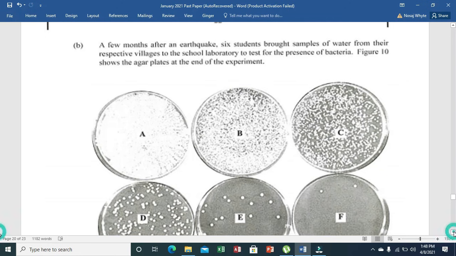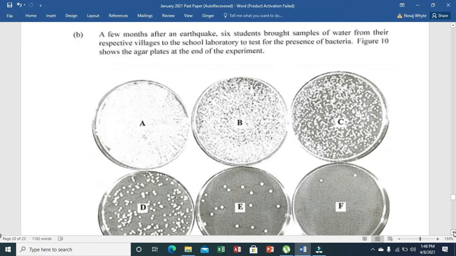Let's look at our second question, and this is a lab, and I'm going to break it down a little bit for you as we go through. A few months after an earthquake, 6 students brought samples of water from their respective villages to the school laboratory to test for the presence of bacteria. Figure 10 shows the agar plates at the end of the experiment. So we're seeing A, B, C, D, E, and F.